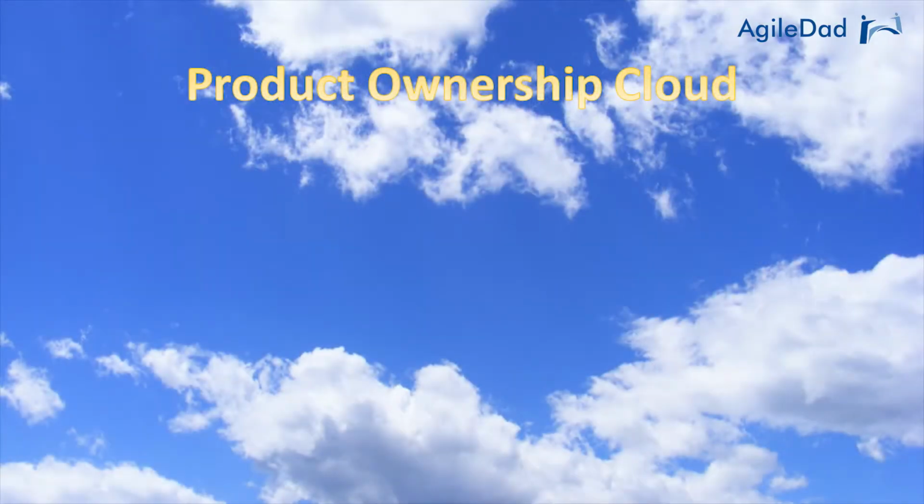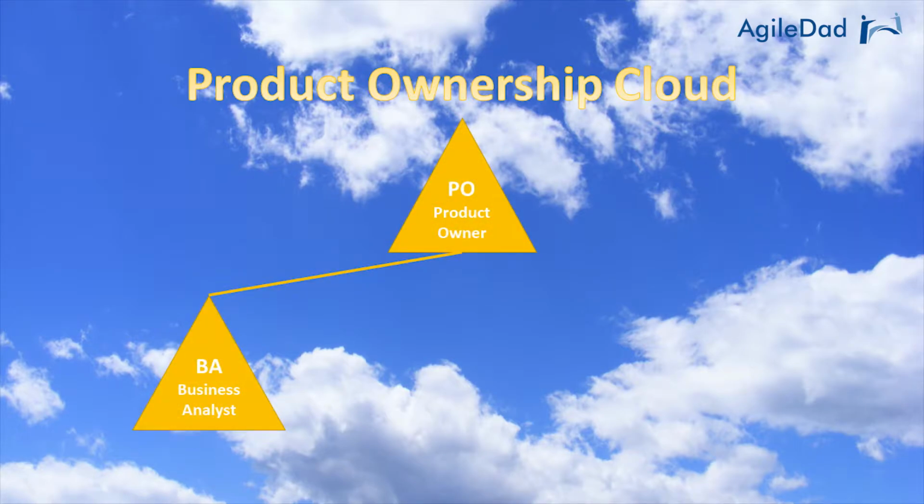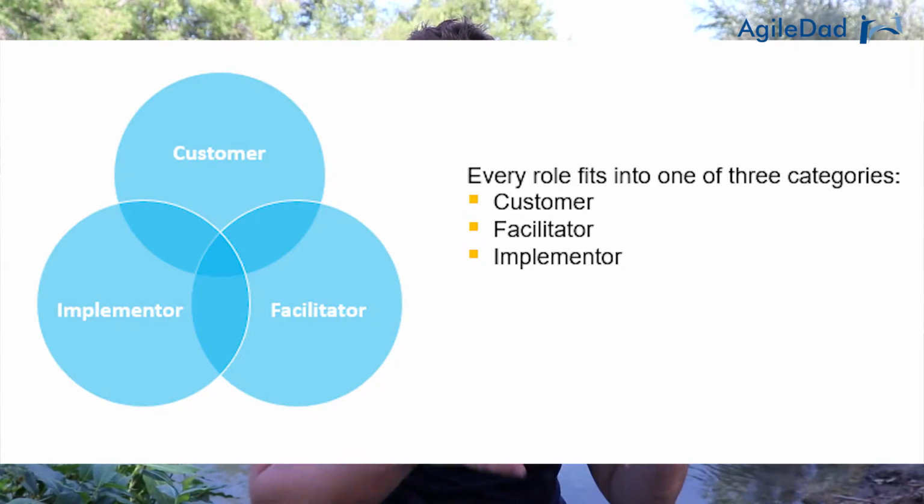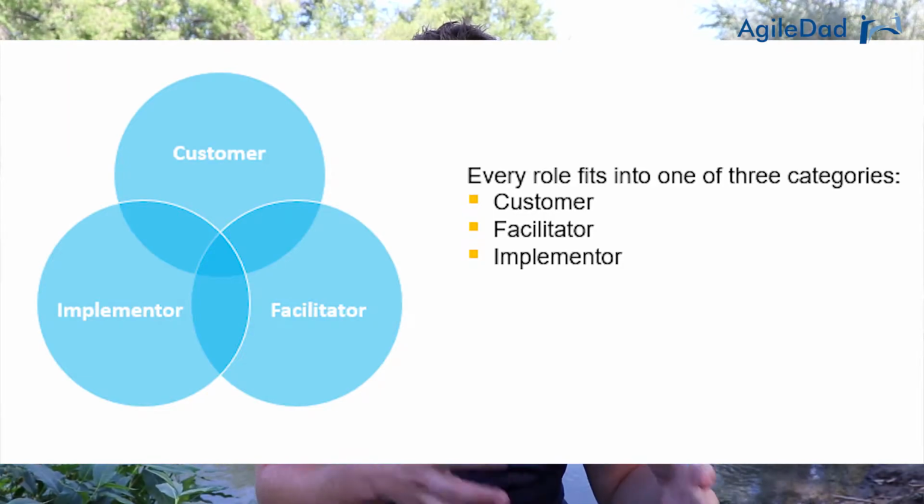So it's not all on the shoulders of one person. We call this the Product Ownership Cloud, and it consists of the product owner and 3 analysts that support him: the business analyst, technical analyst, and functional analyst. We're going to talk about each one of those individually. Next, we're going to talk about how the 4 roles of the PO, BA, FA, TA work together to really meet each one of those needs that was described earlier.